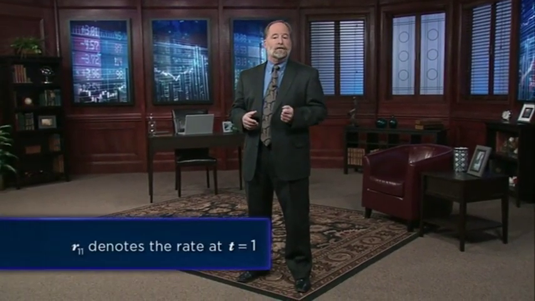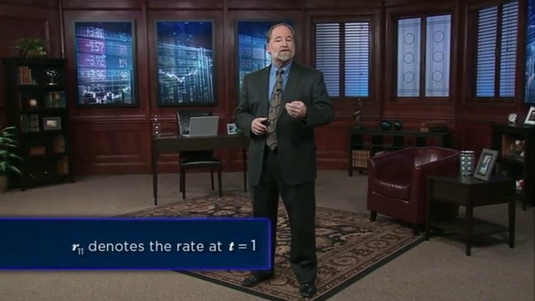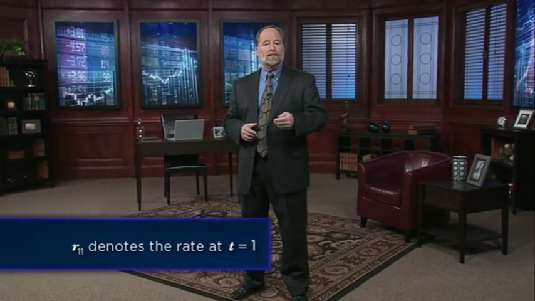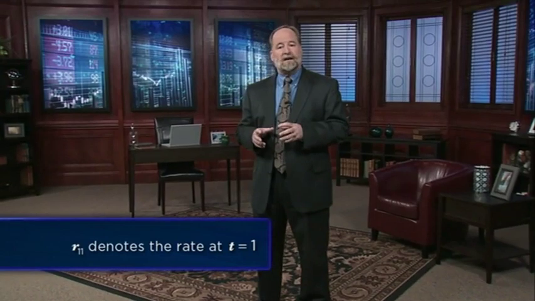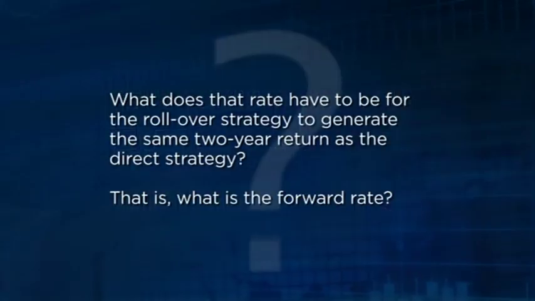Specifically, on the t equals 1 yield curve, the rate will be that which is associated with the time to maturity of 1 year. Let's call this rate R11 for the rate on a 1-year zero at t equals 1. Let's let the first number be the date of the spot market and the second number be the time to maturity. What does this rate have to be for the rollover strategy to generate the same 2-year return as the direct strategy? That is, what is the forward rate?